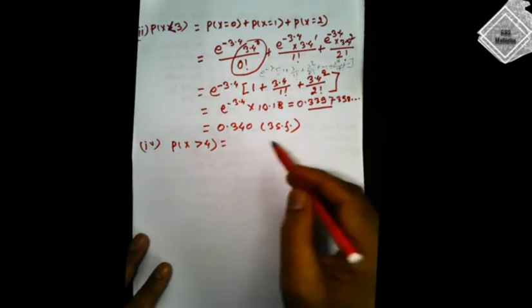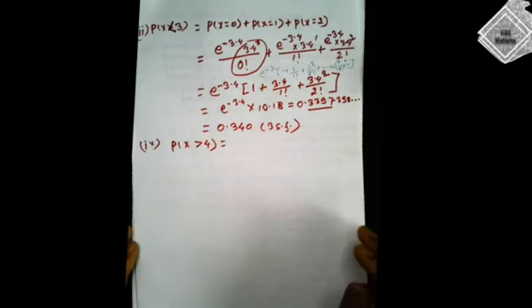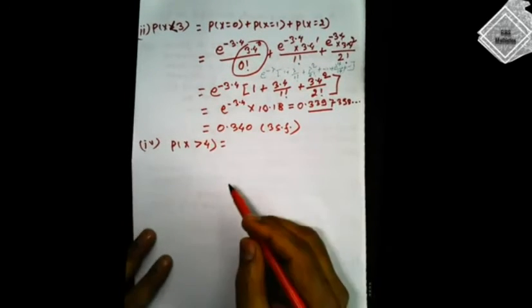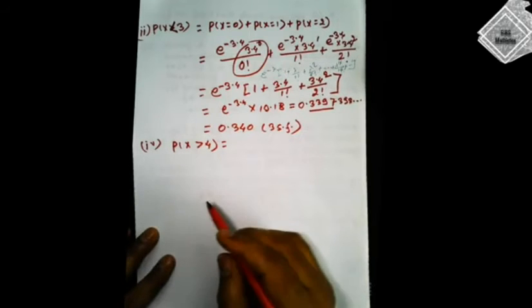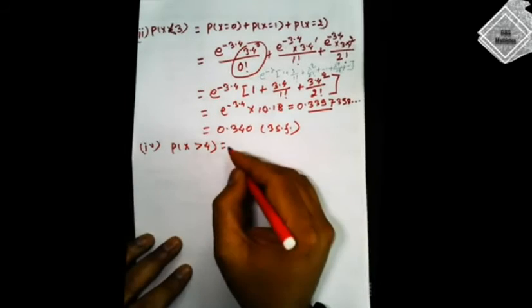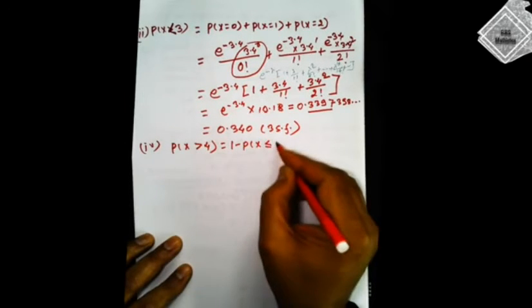There is again a problem with that. Numbers bigger than 4 are 5, 6, 7, 8, 9 and so on. We may not know how long it will go ahead. Therefore, it is a good idea to apply the complementary theorem of probability. So here I will write 1 minus P(X is less or equal to 4).